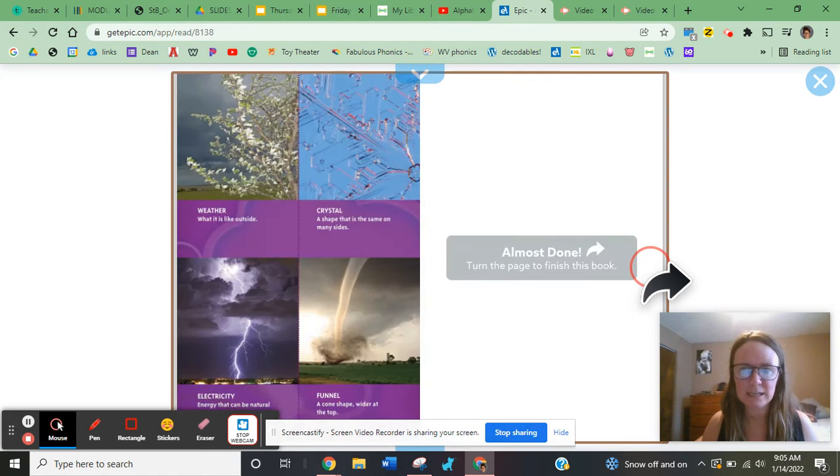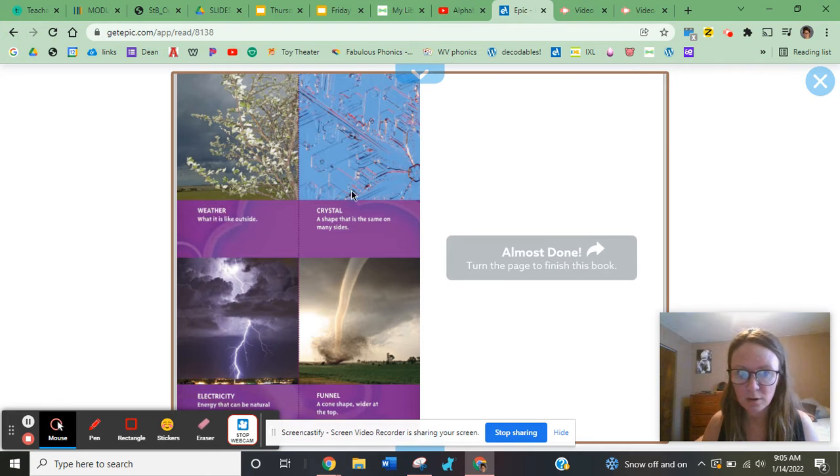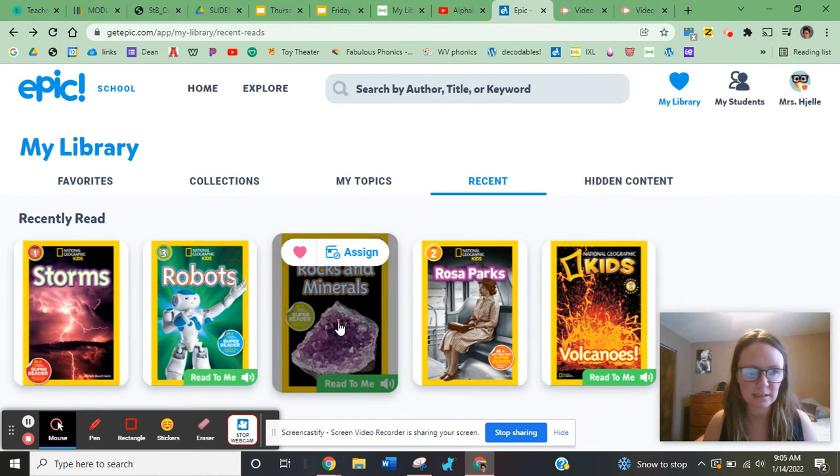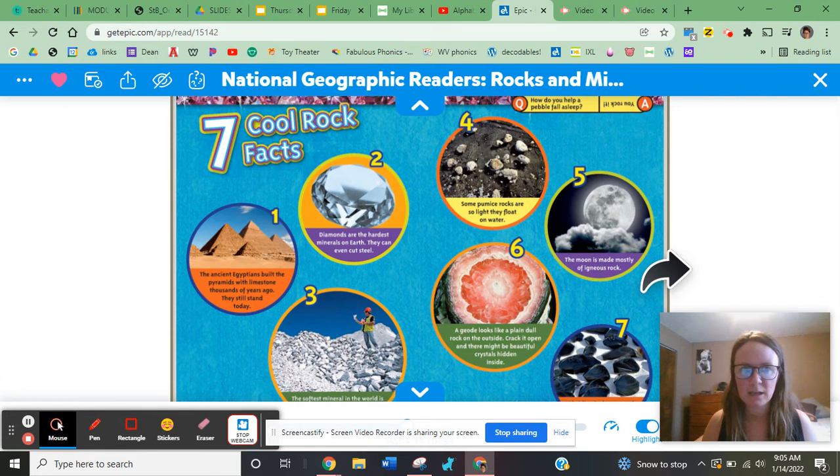And I'm looking for a diagram. In the back, they have a glossary with all those special words that have to do with their topic so that readers can check and see if they understand. I am going to look into this Rocks and Minerals book. Here's a page of 7 cool facts.